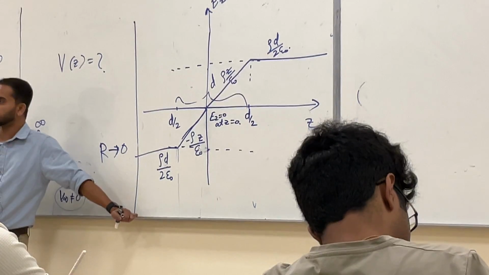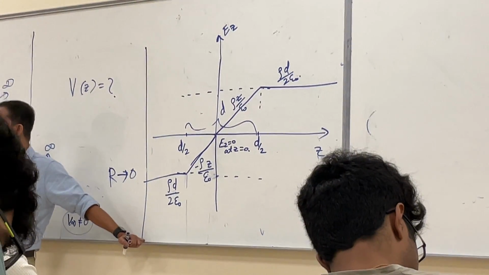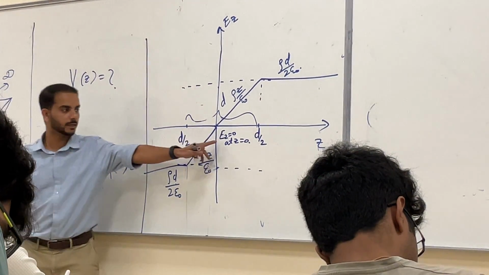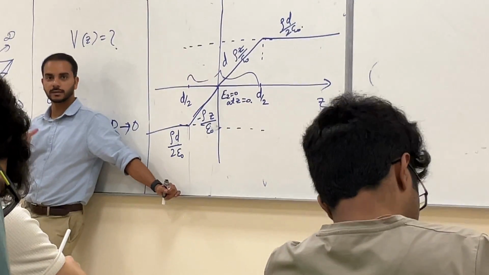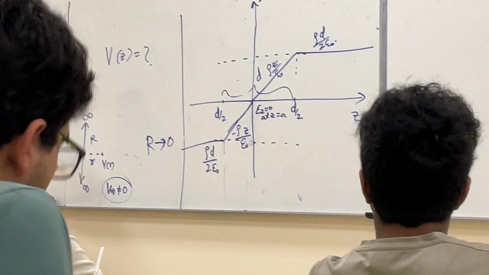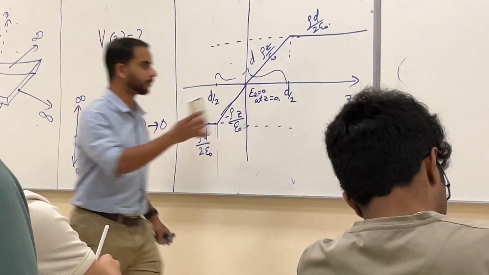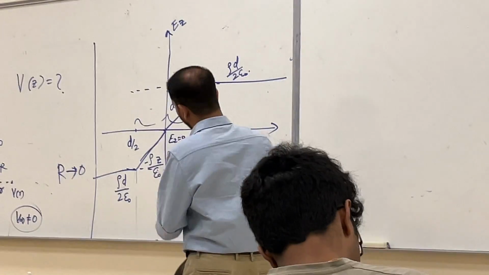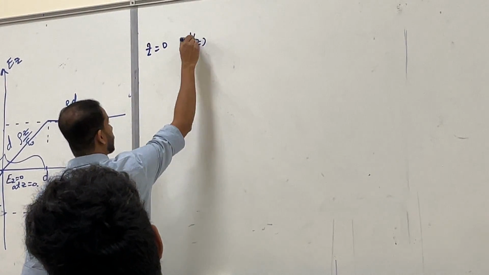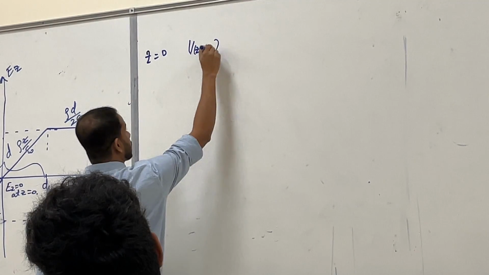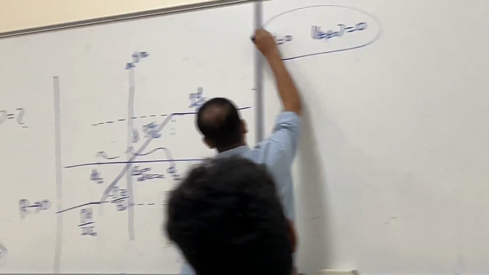We typically take it as 0, even though it is not 0. Because when you have electric field 0, you should have a constant potential, right? Ideally, that's the correct way of looking into it. But to simplify the problem, we just assume that at z equal to 0, my potential V of z equal to 0 is 0. This is purely an assumption.